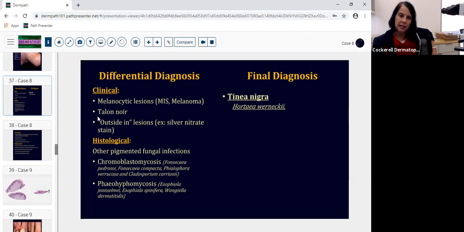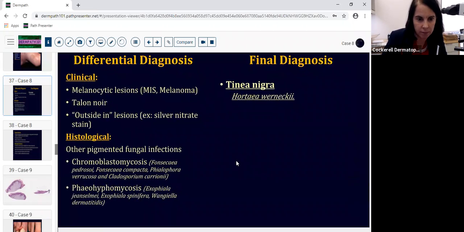The clinical differential is MIS or melanoma in situ. Talon noir, which is the black heel, which is hemorrhage in the stratum corneum, can mimic this clinically. And you can also have silver nitrate stain, which we don't see that often because obviously people are not using that type of photographic developing anymore as much, in their houses or wherever.